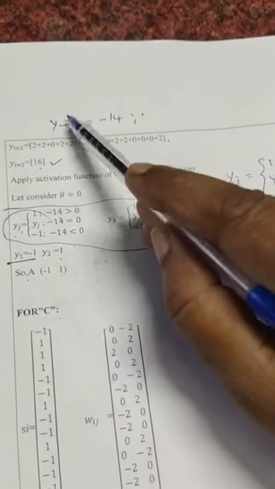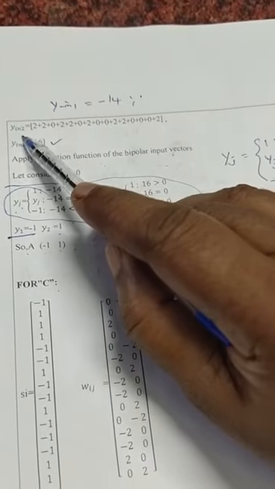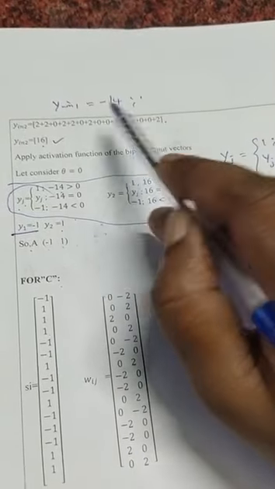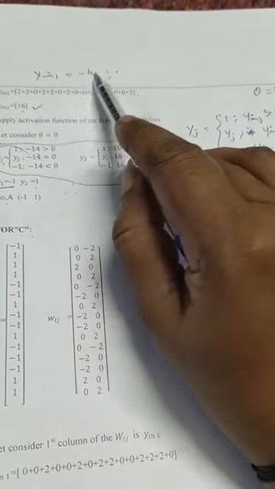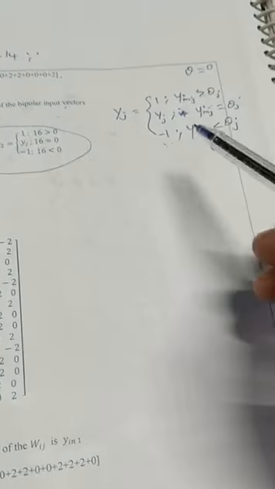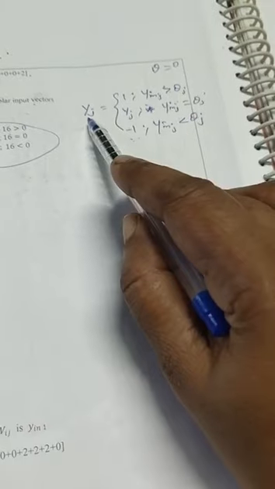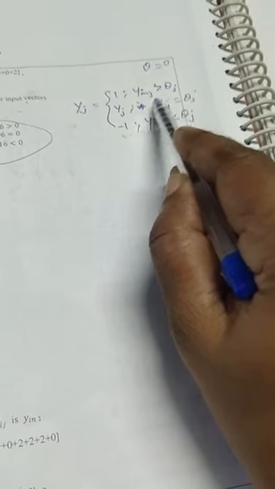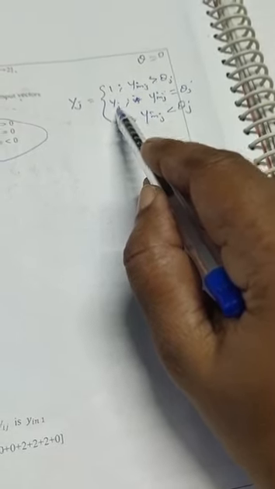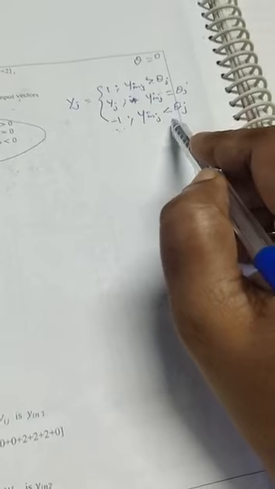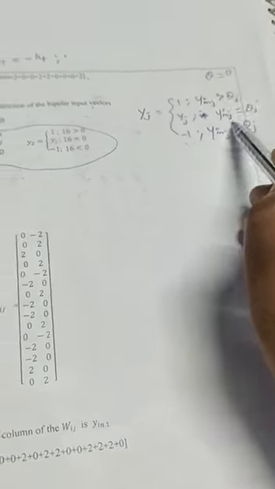So the net input of the first output neuron, we are getting -14. In a similar way you have to calculate the net input of the second output neuron, then you'll be getting 16. You have to apply the activation function for both the inputs. Again, for the review, the net activation function is: the output is equal to 1 if net input is greater than theta, it is equal to the previous value if it is equal to theta, and if the net input is less than theta, it is -1. Now we are assuming theta as 0.